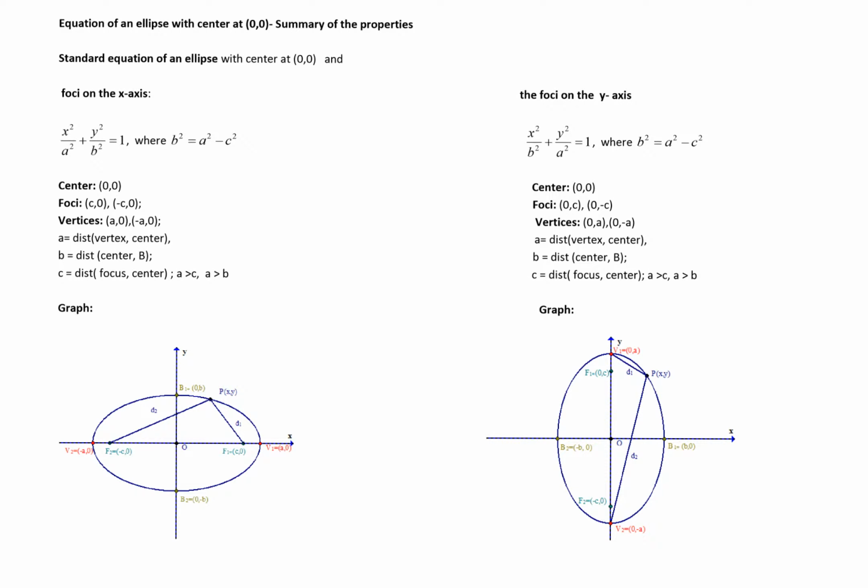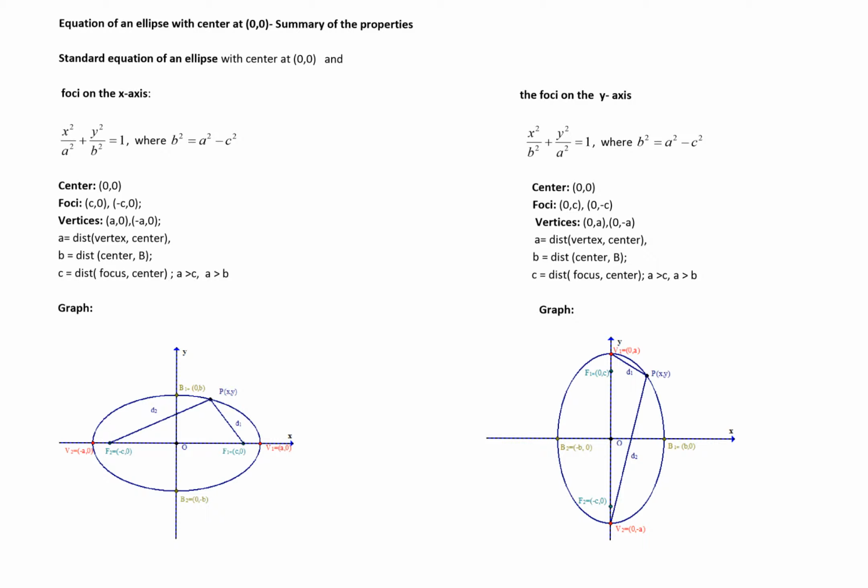We summarize here properties of ellipses with center at (0, 0). We discussed in detail the case where the foci were on the x-axis. So let's briefly review what we learned about such ellipses.